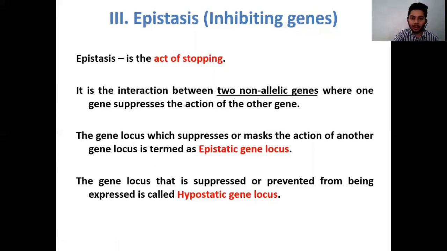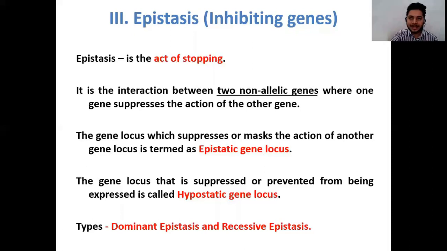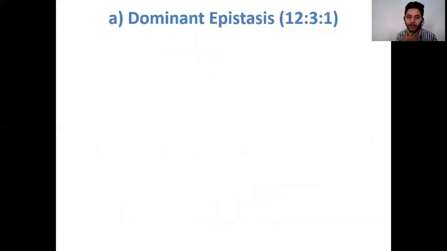Now, depending on the epistasis type, you have 2 different categories. One is the dominant epistasis while the other is the recessive epistasis. So let us understand these 2 types. First is the dominant epistasis. Remember students, the ratio of dominant epistasis is 12:3:1. Usually it is asked again in your MCQs. Now, how do you understand what is dominant epistasis?